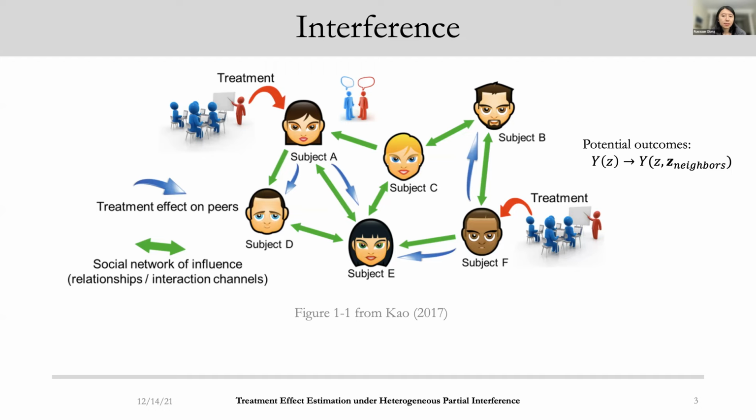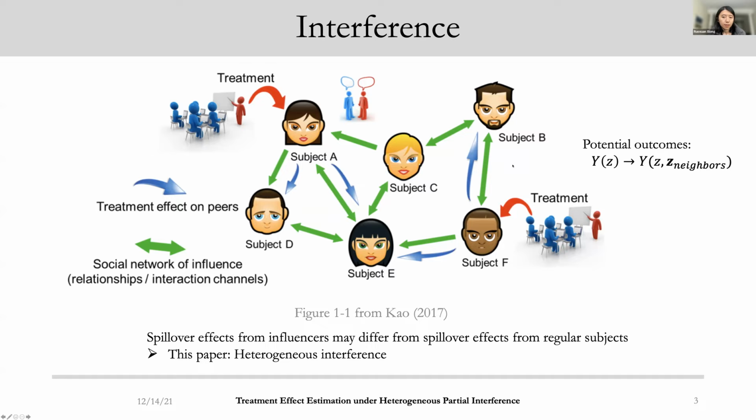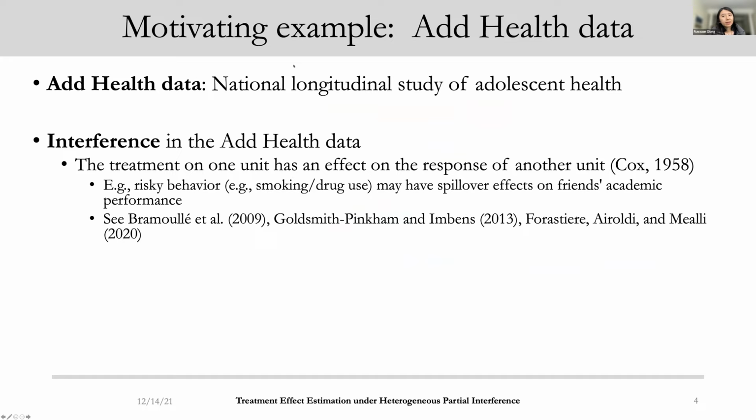So let's now look at a second example that might also have heterogeneous interference. And the data set of the second example is used in our empirical applications. This example is the friendship network data collected through the National Longitudinal Study of Adolescent Health. This data set has rich information on adolescent health, academic performance, and friendship network. This data set has been used in a number of papers to study interference and spillover effects between the high school friends.